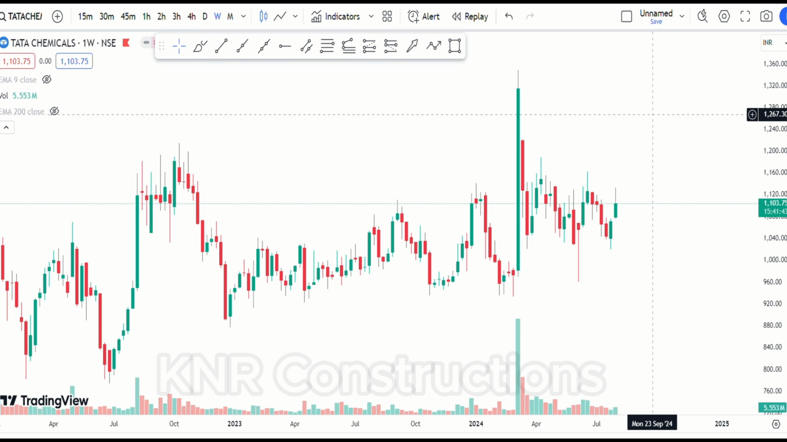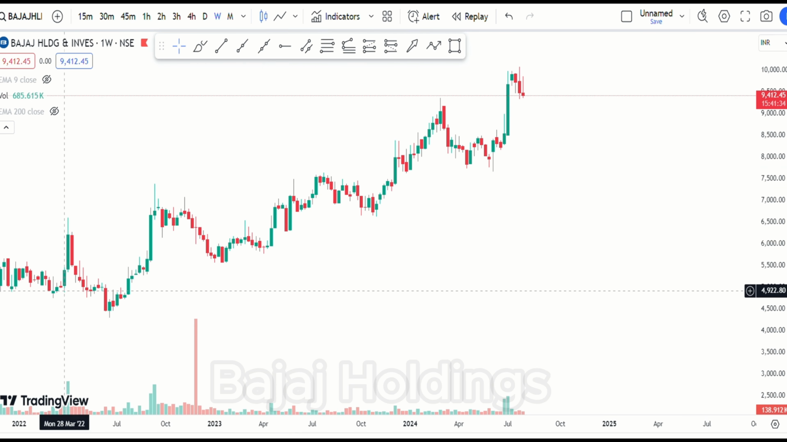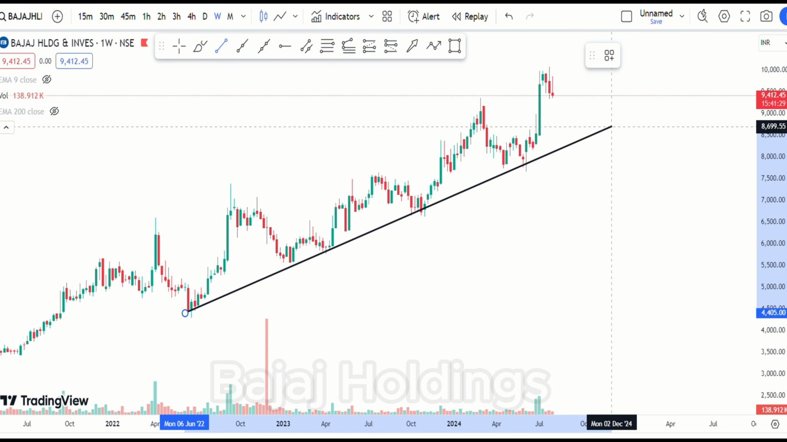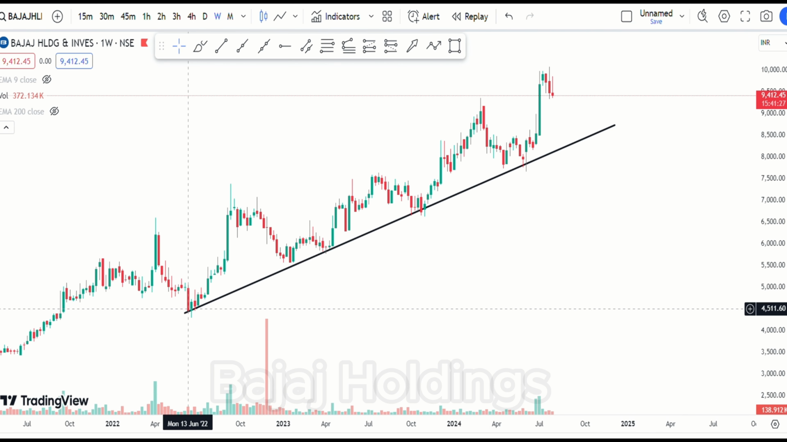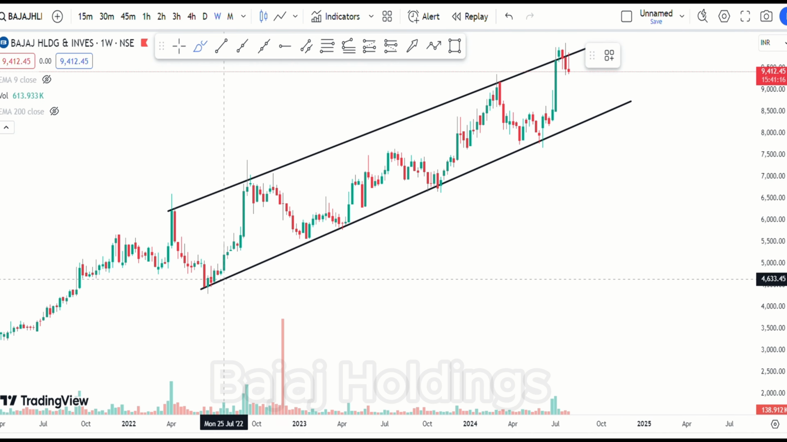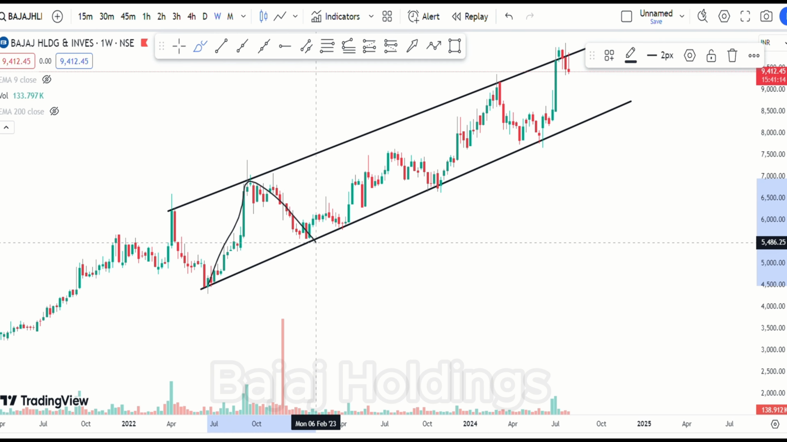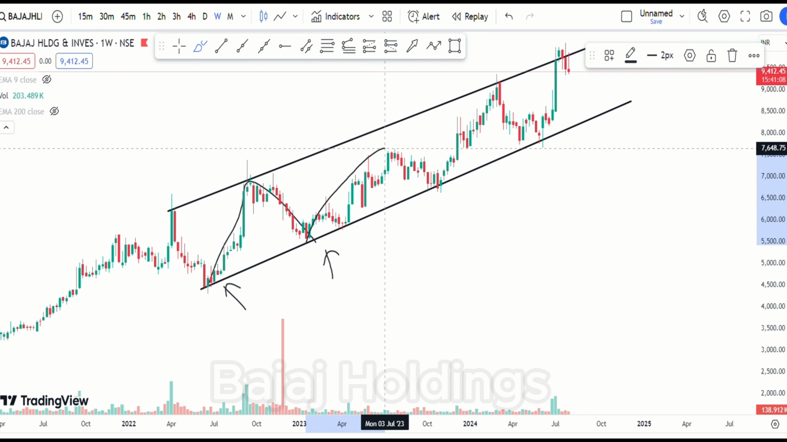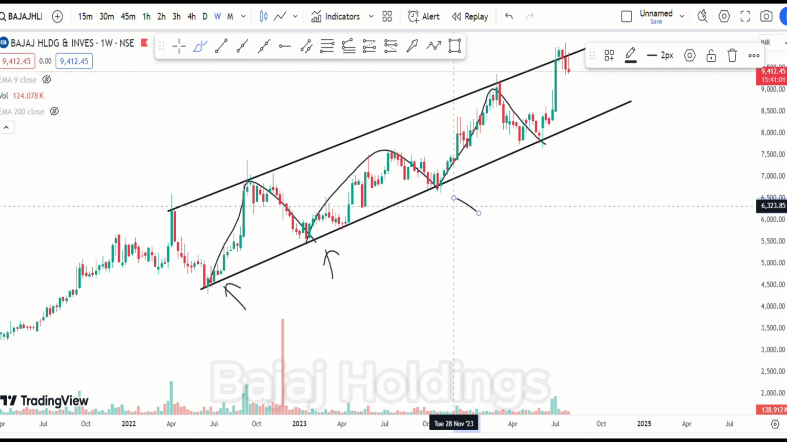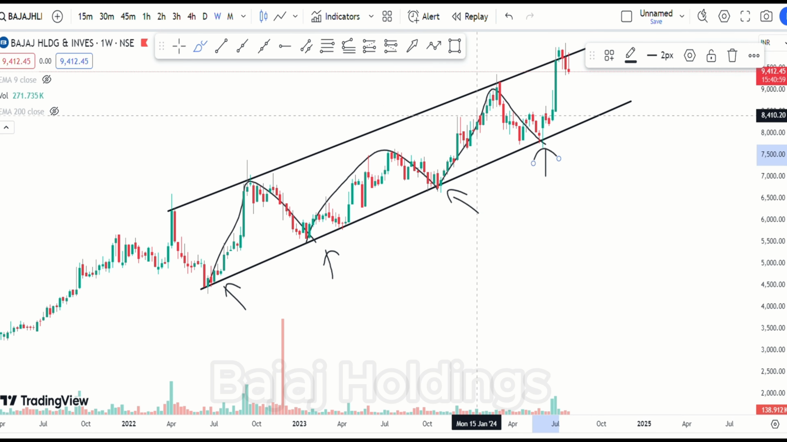So the next stock is Bajaj Holdings. What do you see in Bajaj Holdings? You see the stock has been on a continuous uptrend from June 2022, right? So where could we enter on the third attempt? The first attempt it made, this is the first and second touch, and we're going to enter on the third touch. You see this is not a channel pattern. So this we consider as a channel pattern. We have two touches and we have the third touch over this place.